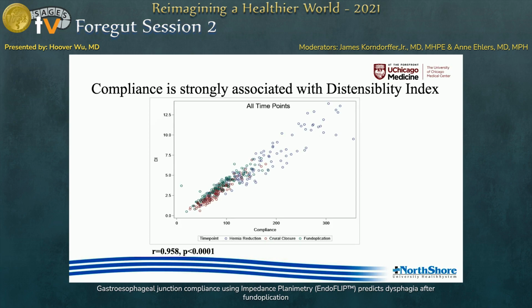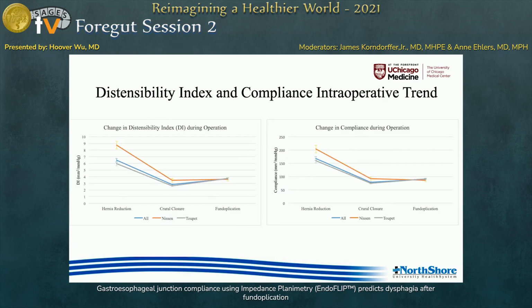Compliance of the gastroesophageal junction had a strong positive association with distensibility, shown here on the scatter plot. Therefore, the higher the compliance, the higher the distensibility, and vice versa. Upon comparing the compliance and distensibility index at all time points during the operation, both measurements displayed similar trends. This trend was also demonstrated when the cohort was separated into Nissen and Toupet fundoplication.